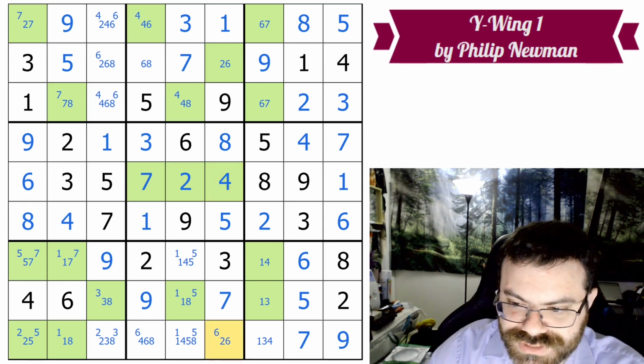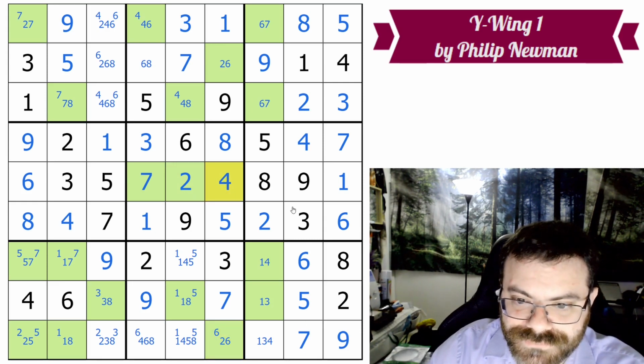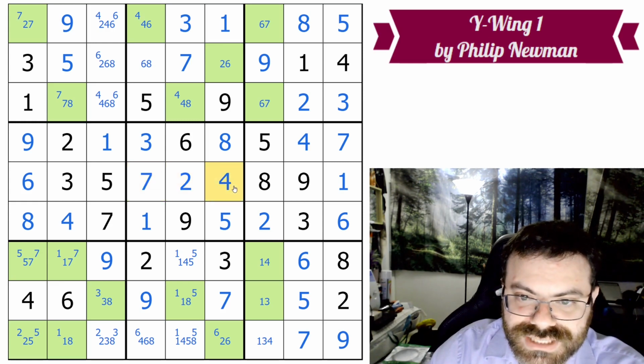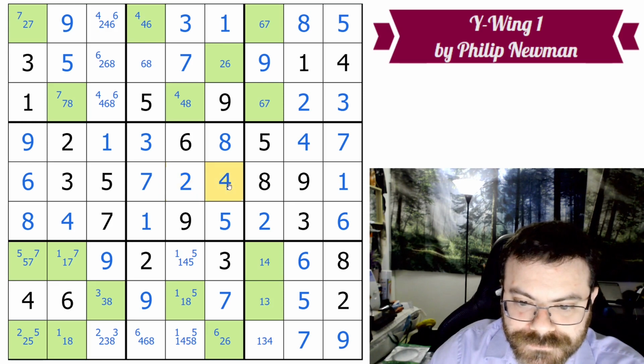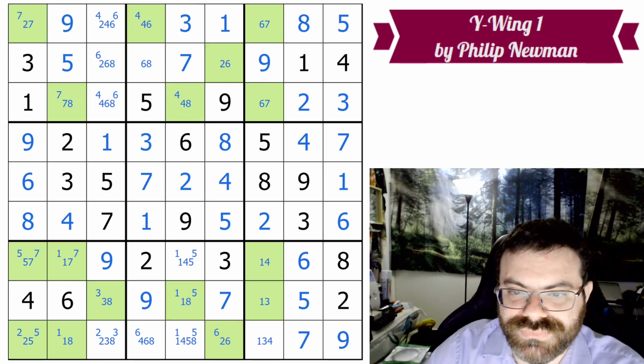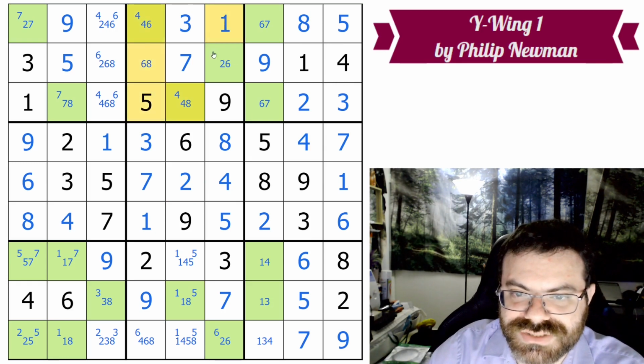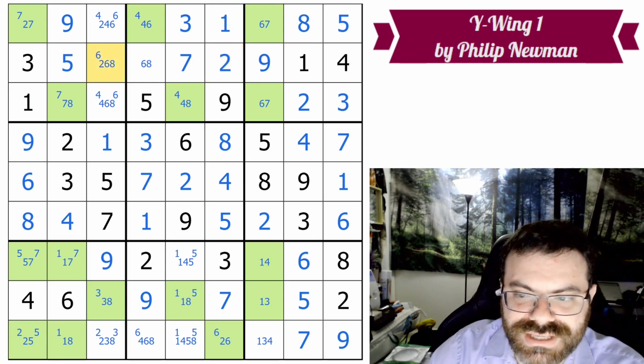Okay, this can't be 4, so that's another bi-value cell. We can uncolor these ones. So we got the 2 and the 4. Does that give us anything? This 2, 6 pair. And now in this box, where does 2 go? 2 has to go here. That's a hidden 2. We can uncolor that, and that eliminates 2 from here, leaving a 6, 8 pair.